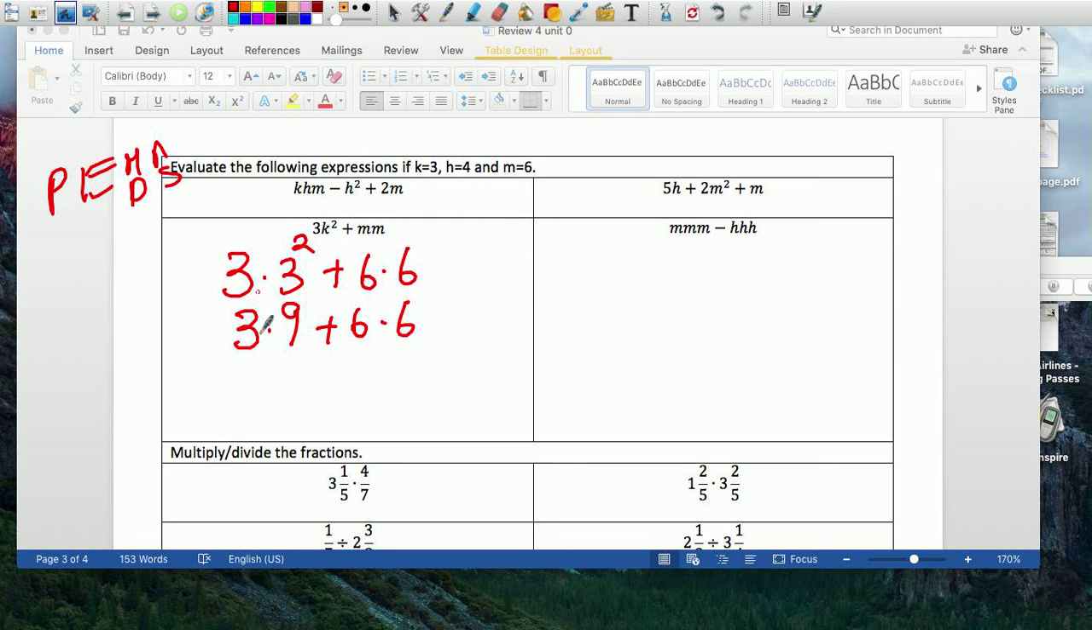Multiplication, division? Yes, you got 2 of them right here. Take care of those too. 3 times 9 is 27, plus 6 times 6 is 36. Now all you gotta do is add, and that gives you 63.